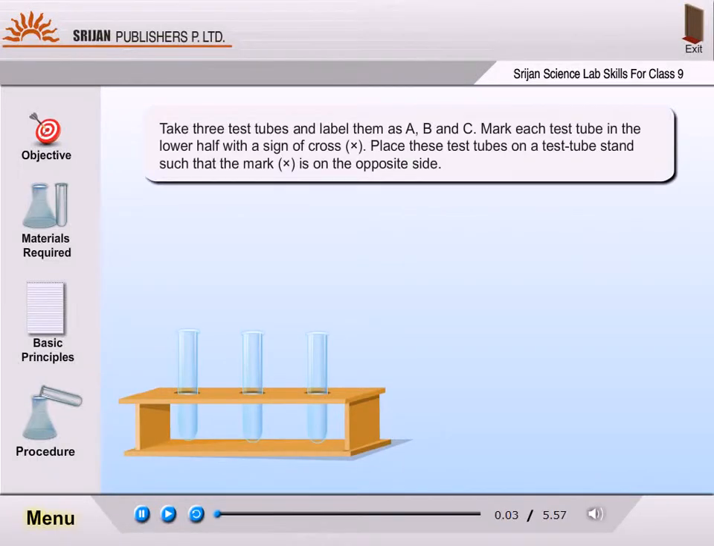Procedure. Take 3 test tubes and label them as A, B and C. Mark each test tube in the lower half with a sign of cross. Place these test tubes on a test tube stand such that the mark cross is on the opposite side.